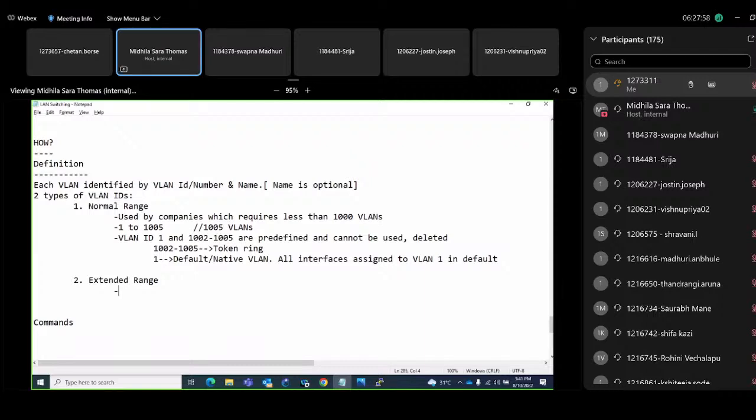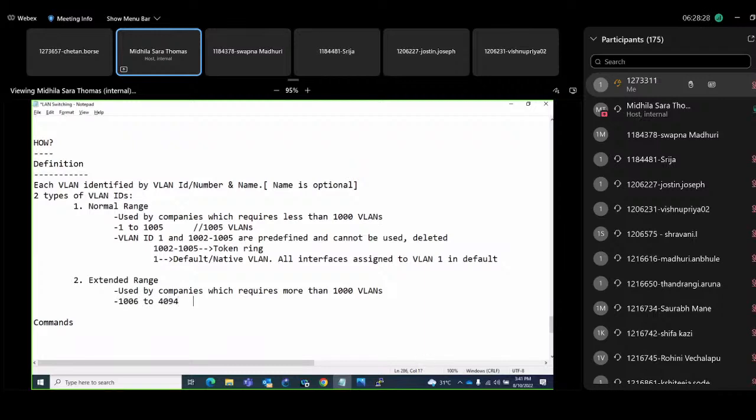Extended range. Guys, it is used. You tell me, who will use it? Is it used by a small company that requires less than 1000 VLANs? Just the opposite. It is used by companies which require more than 1000 VLANs. And what is the range? It ranges from 1006 to 4094.